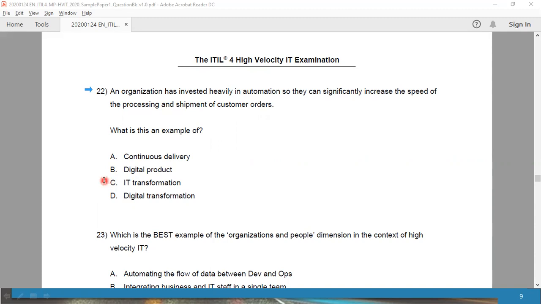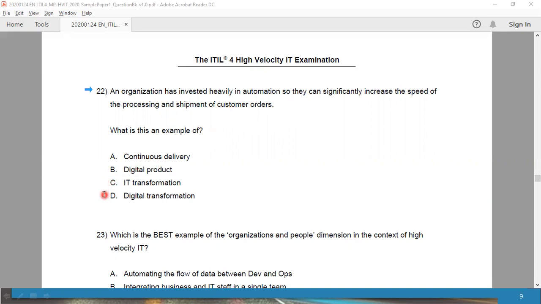IT transformation is focused on how IT services and information systems are developed, run, and supported. But the question is indicating more about use of automation to how the business services are handled, not how IT services are handled. So it cannot be C.